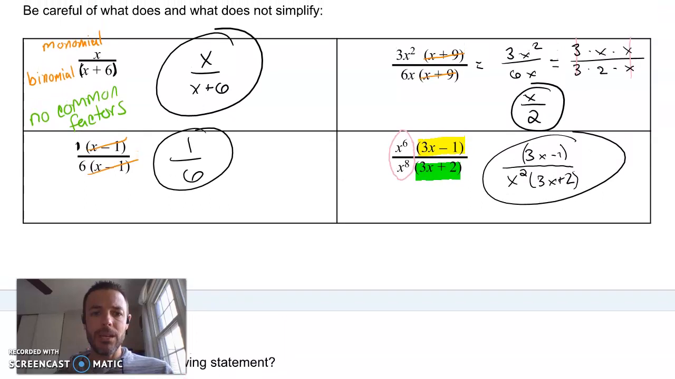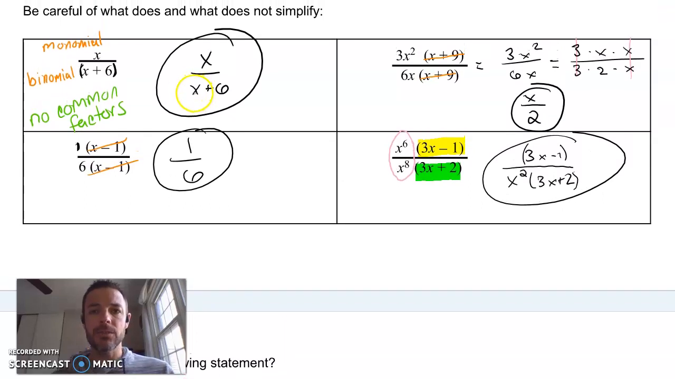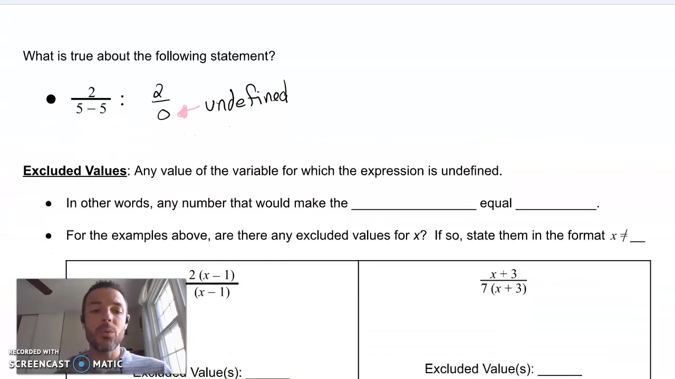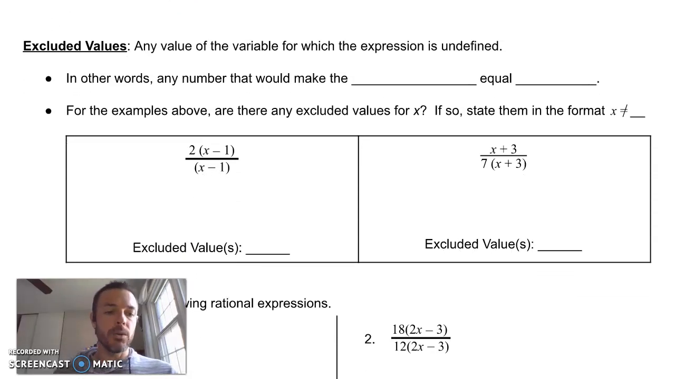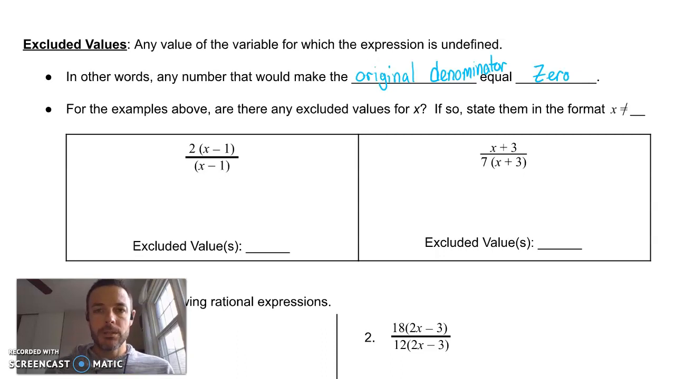Well, if I look back here, what if my x was negative 6? Then my denominator would be 0. So we're going to have to state that we have some things that we call excluded values. We are going to simplify this, but stating this is always good. This works as long as our x is not equal to whatever values would make the original denominator 0. Okay? So, in other words, a number that would make the original denominator 0.